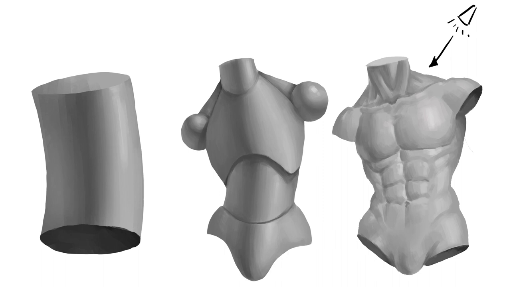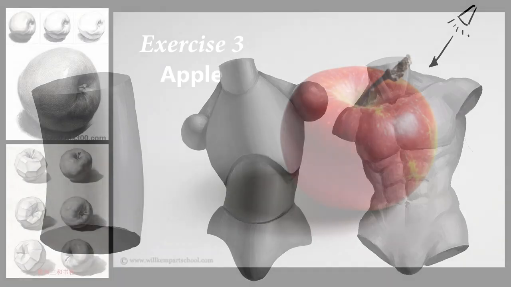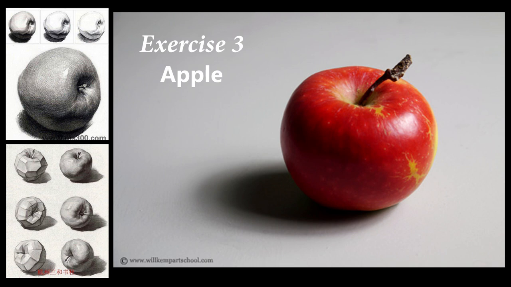It is a very common mistake for students to place certain elements such as the highlights at an incorrect location, and therefore making the entire scene look inconsistent. Moving on to exercise 3, we will be drawing the apple. It's not quite a spherical shape, but it definitely has some similarities to how you would otherwise shade a sphere.